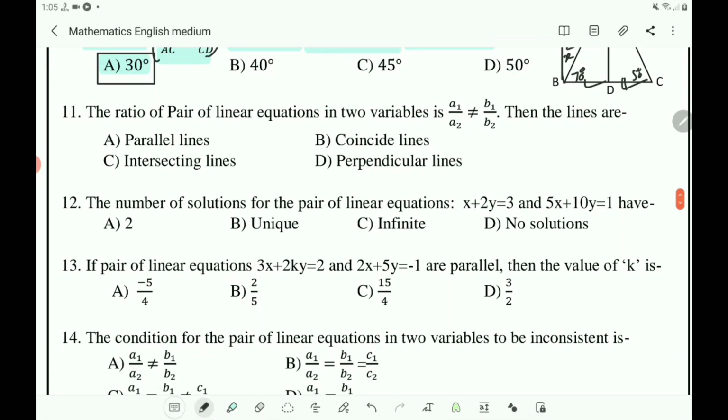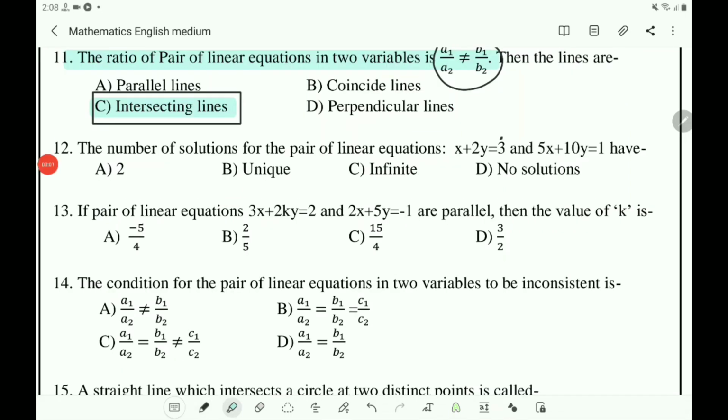Then take the next question. Question number 11. The ratio of pair of linear equation in two variables is a1 by a2 not equal to b1 by b2. Then the lines are, you know that in this case, as a1 by a2 is not equal to b1 by b2, they are the intersecting lines. Option C is the answer. Now you take the 12th question. The number of solutions for the pair of linear equations x plus 2y equals 3 and 5x plus 10y equals 1 have.